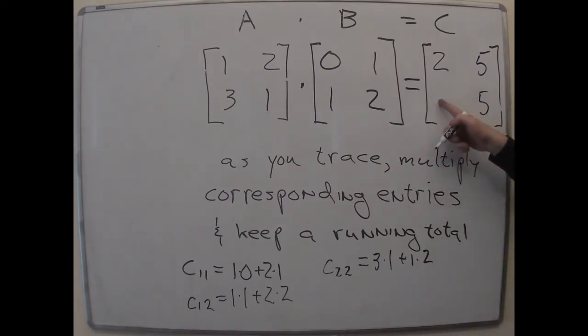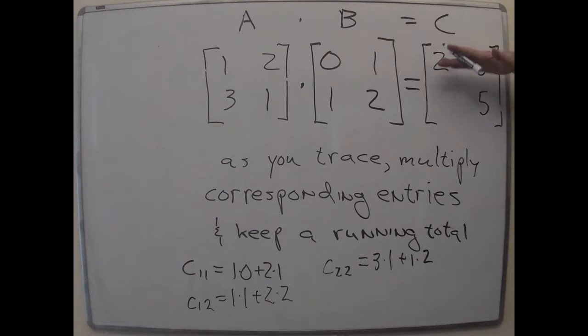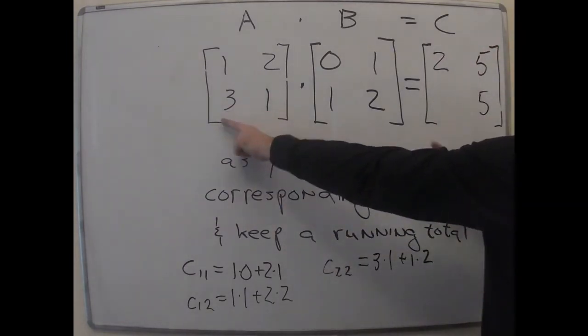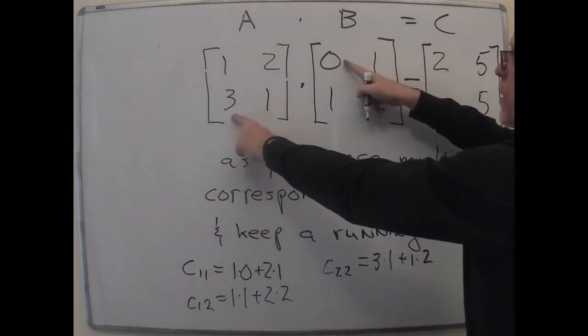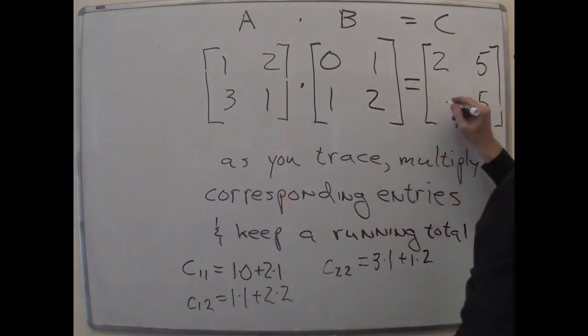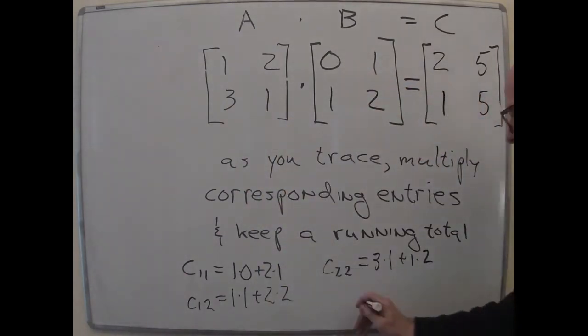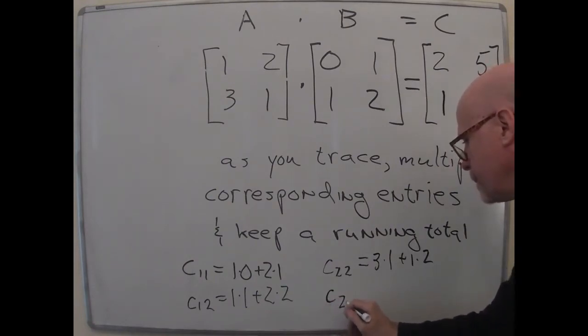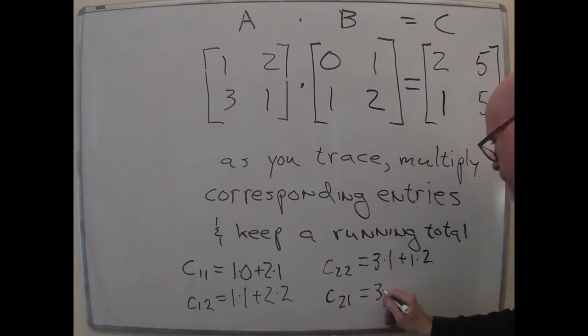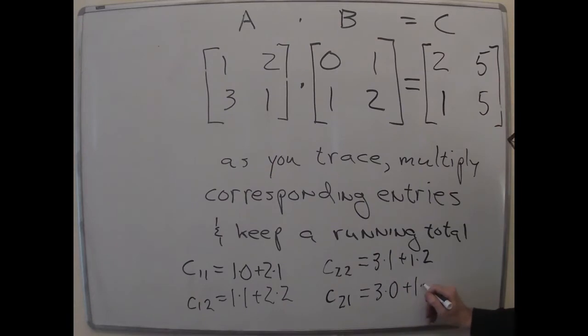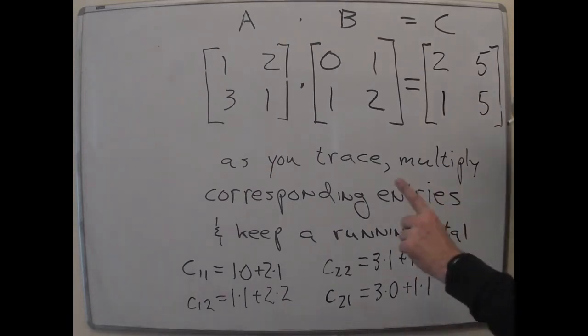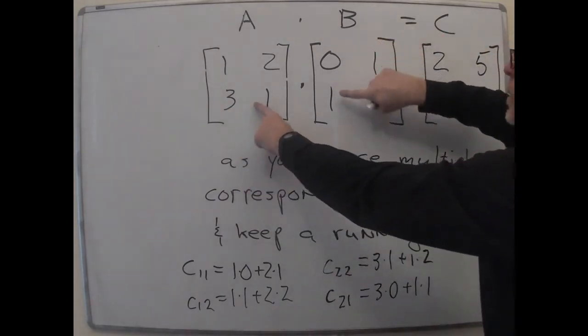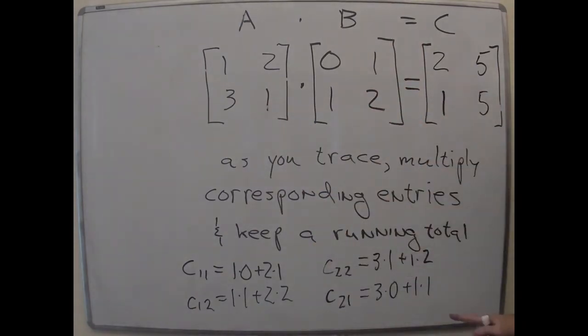How about this last position? That's in row 2, column 1. So I'm going to need row 2 over here, column 1 over here, and I get 3 times 0 plus 1 times 1. That's easy, it's 1. Just make sure I copied right. 3 times 0 plus 1 times 1. Yeah.